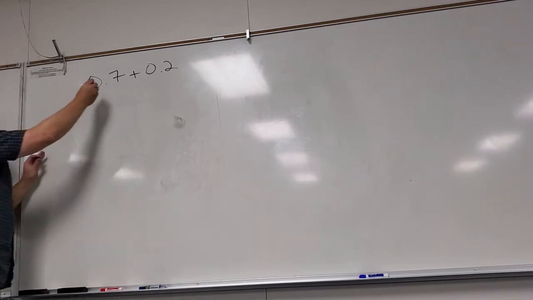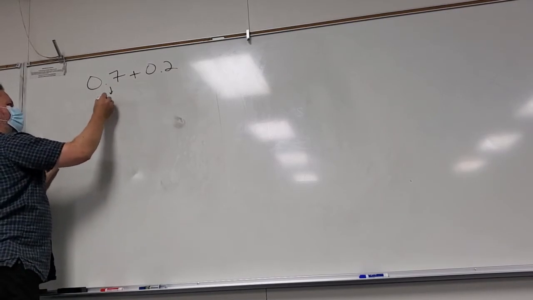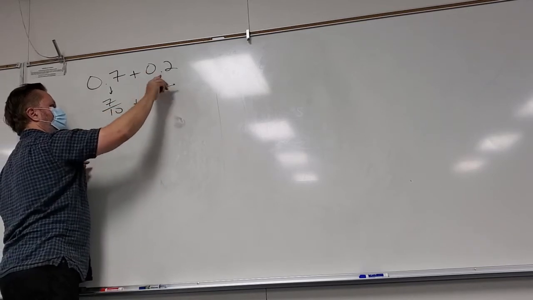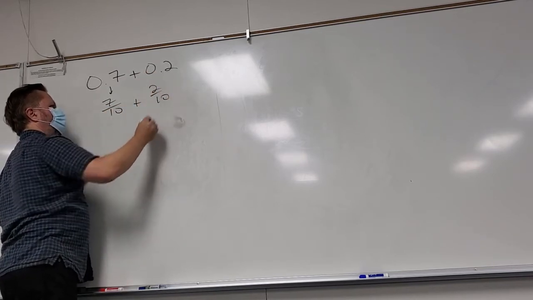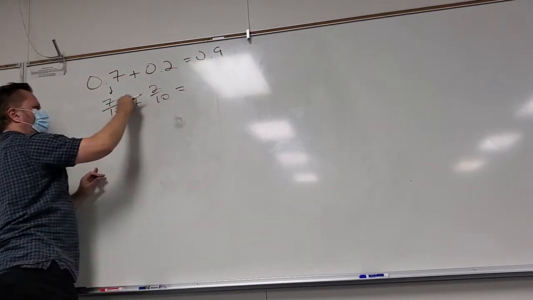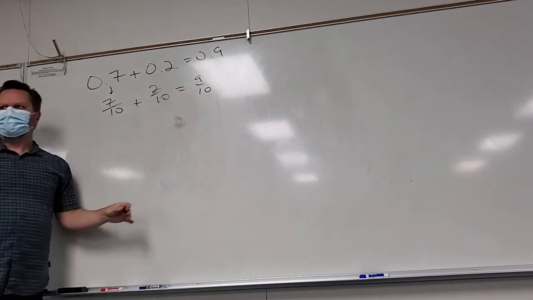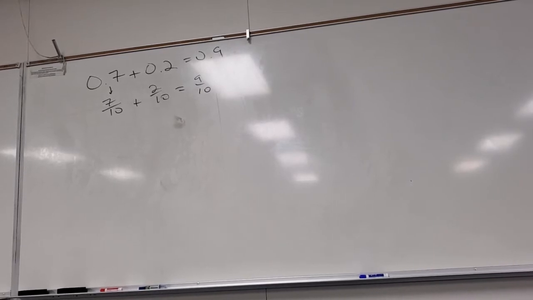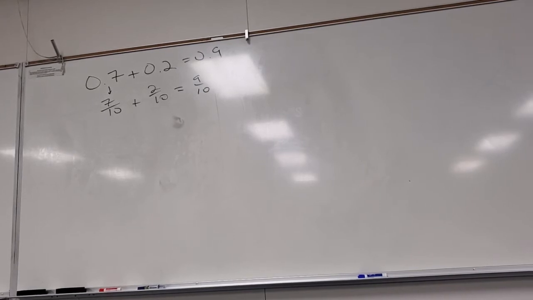Does anyone know what fraction this is? 7 over 10. Yeah, 7/10 because it's in the tenths place. 2/10, right? So if this is 0.9, then this obviously has to be 9/10. So any fraction that's over a multiple of 10, do we all agree finding the LCD is easy for those, right? If one is 10 and the other one's 1,000, that's easy. They're always going to be pretty straightforward to get the LCD. Why? Because they fall into our number system nicely.